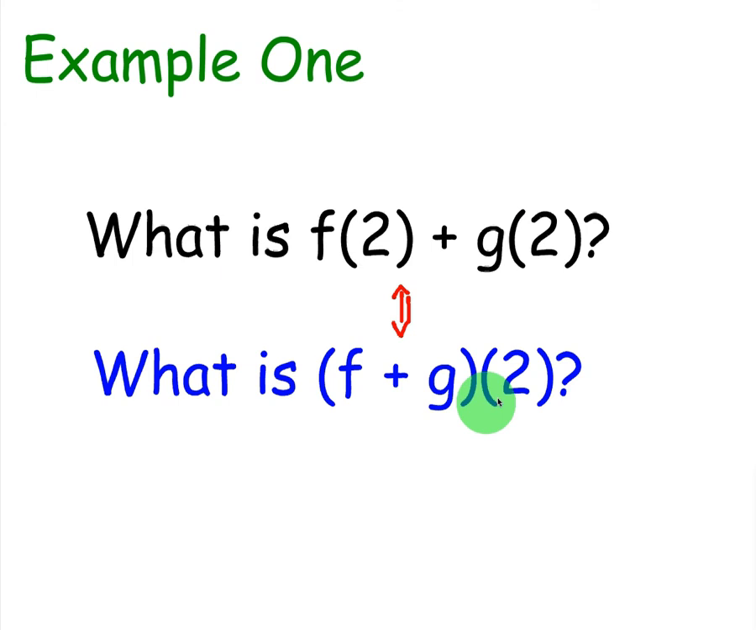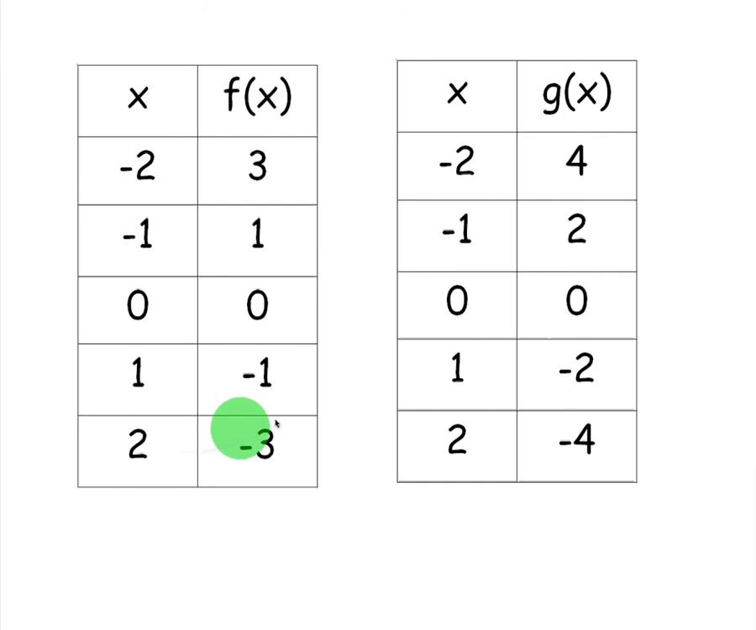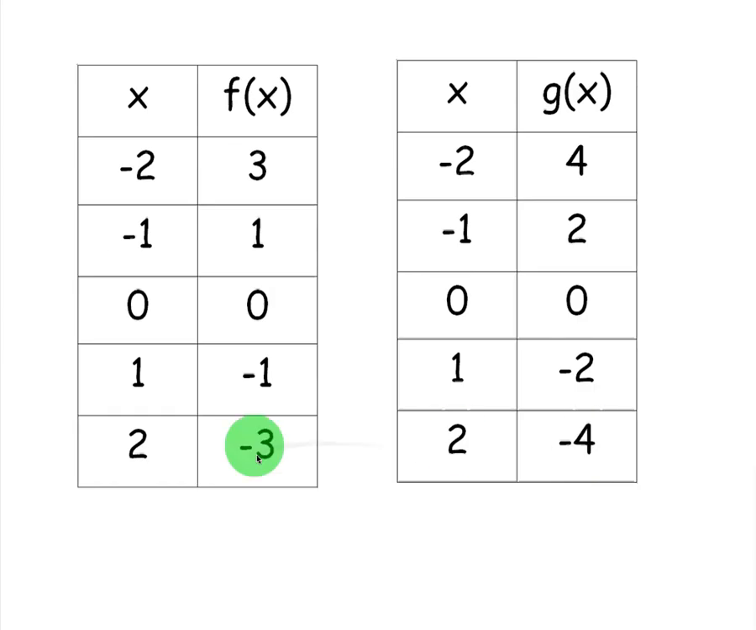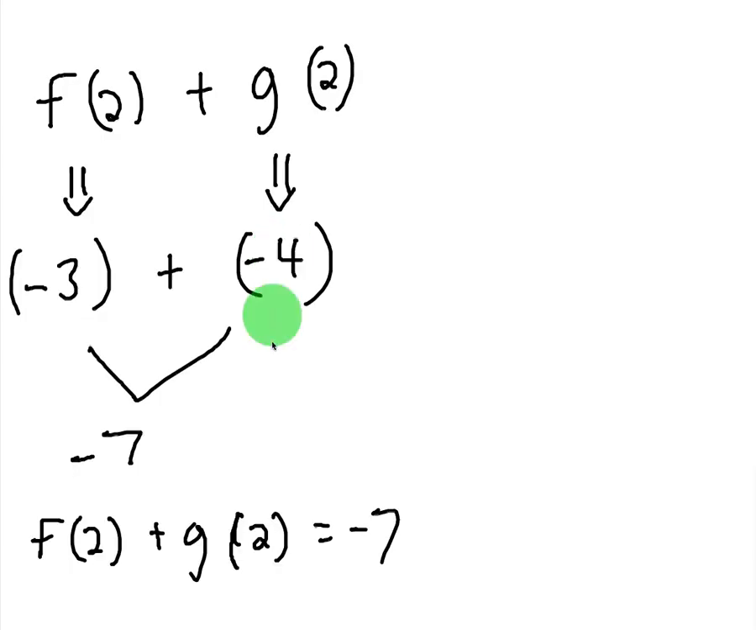So without further ado, let's look at the chart. Let's see what f of 2 and g of 2 are. Well, f of 2 is negative 3, right? And g of 2 is negative 4. So I'm going to be replacing f of 2 with negative 3, its y value from the chart. And I'm going to be replacing g of 2 with its y value, negative 4. It just comes straight from the chart here. So again, you're just adding the y values in the chart. Negative 3 plus negative 4 is negative 7. And therefore, f of 2 plus g of 2 is equal to negative 7. That's all it takes, just looking at the y values on the chart.